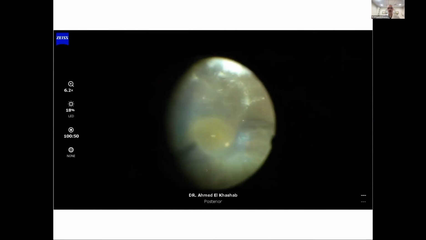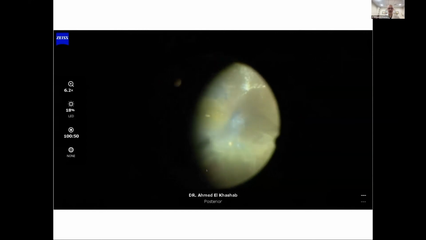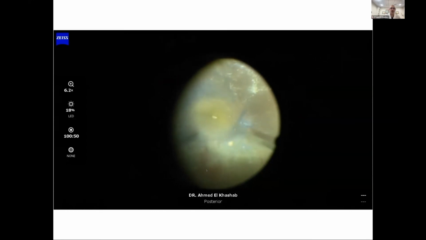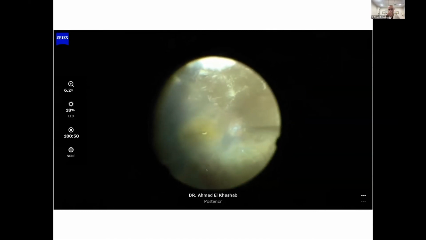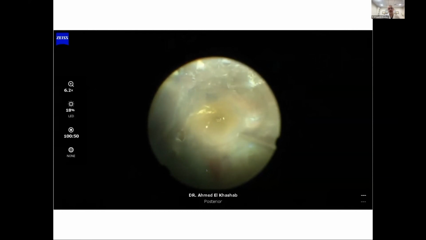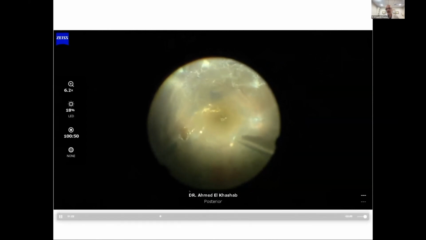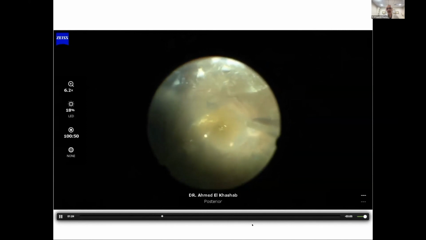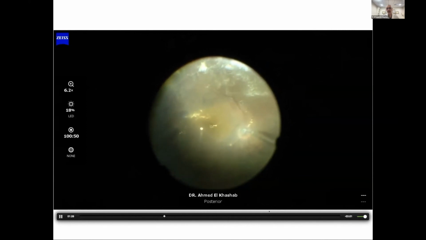I tried to mobilize some ILM flap from one part and move it to cover this macular hole, and it was a large macular hole, but I wasn't able to do that. So I put PFCL to stabilize the retina and start to grasp another ILM flap and try to do the same. But I wasn't able to do that.